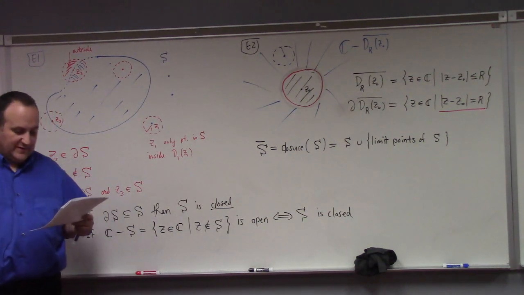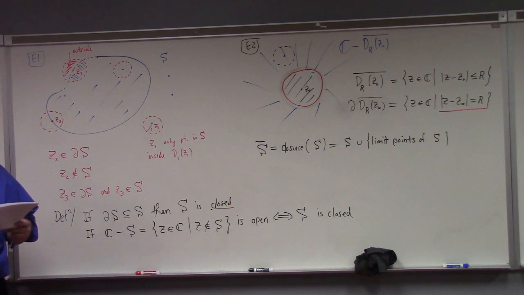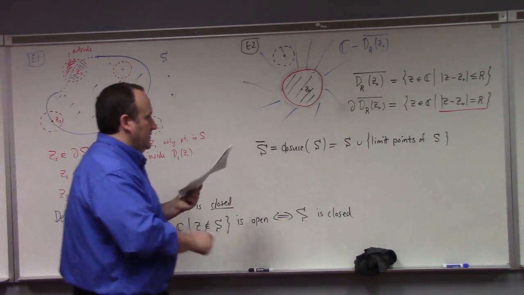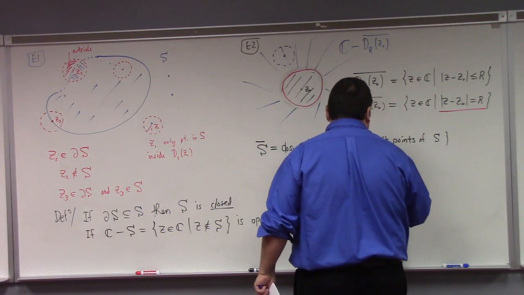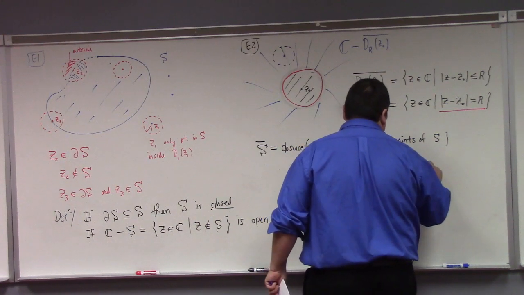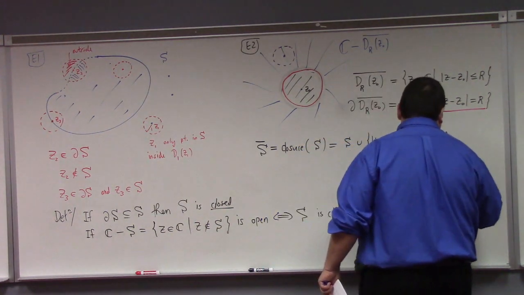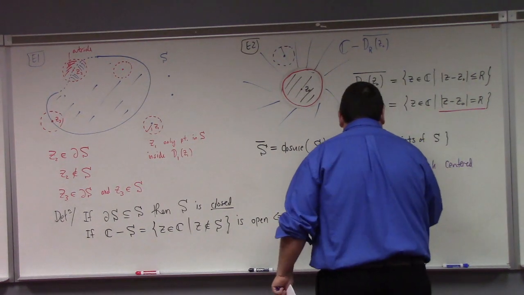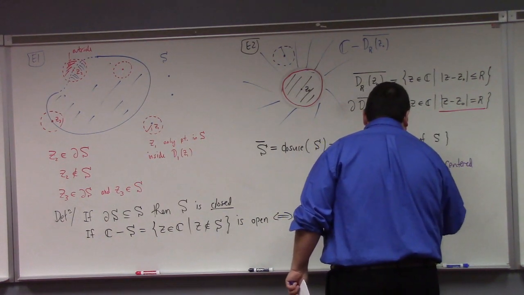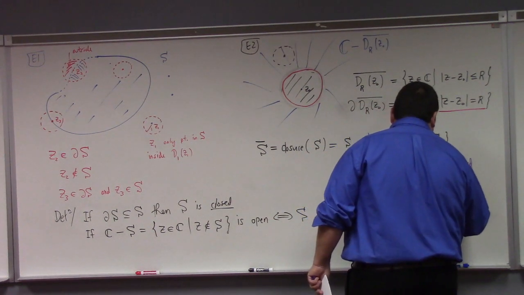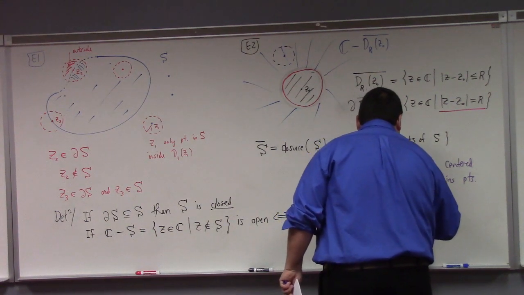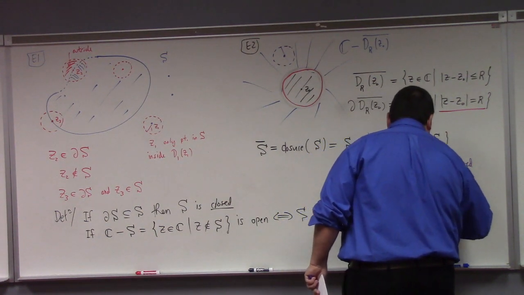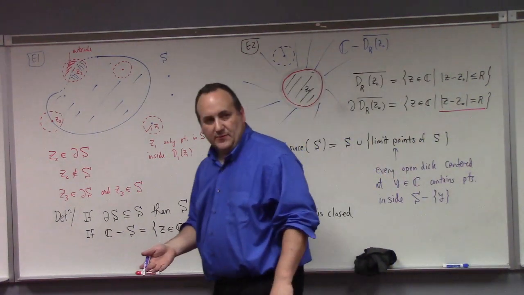Y, an element of C, is a limit point of S if and only if every open disk centered at Y contains points in S other than Y. This means that every open disk centered at Y in C contains points inside S minus Y. So what's not a limit point?